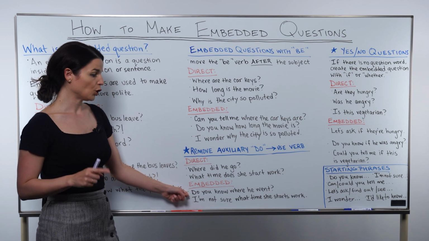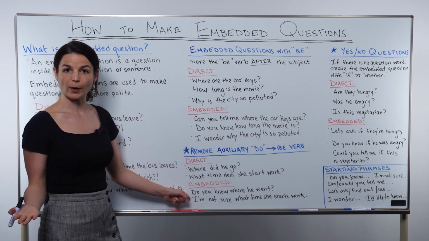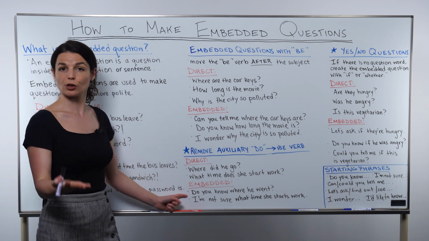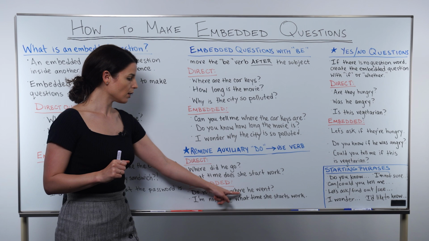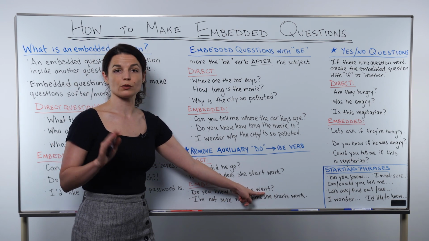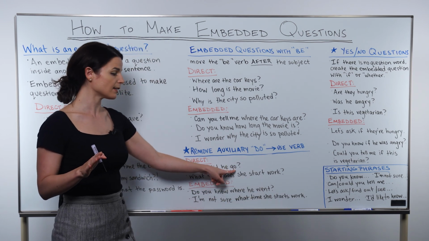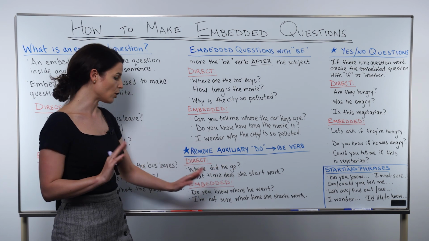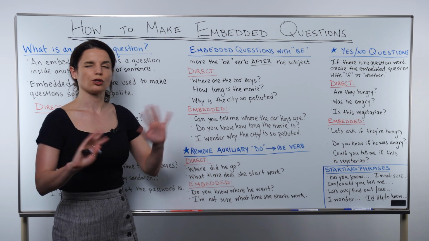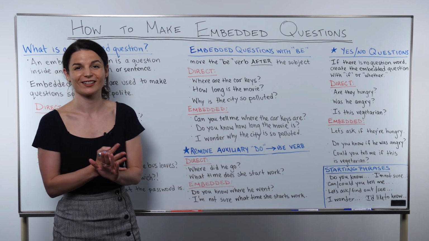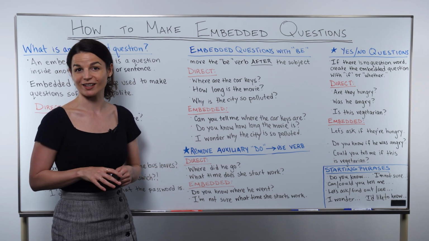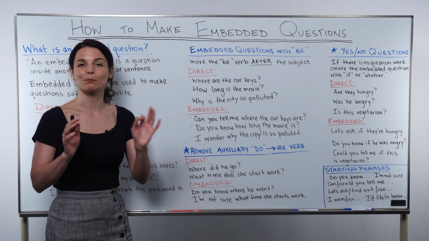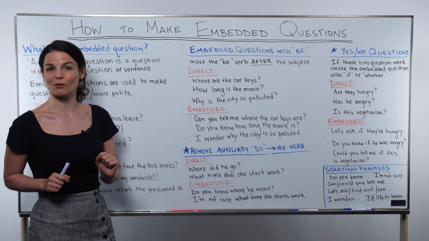So what does this look like? Here's a sample. Do you know where he went? So do you know introduces the question. Where he went. We use went because it's the past tense form of the verb that was in the question before. We have no did here. So not do you know where did he went? Incorrect. That's a very common type of mistake I see with learners. Do you know where he went? It's the perfect way to create this type of embedded question.